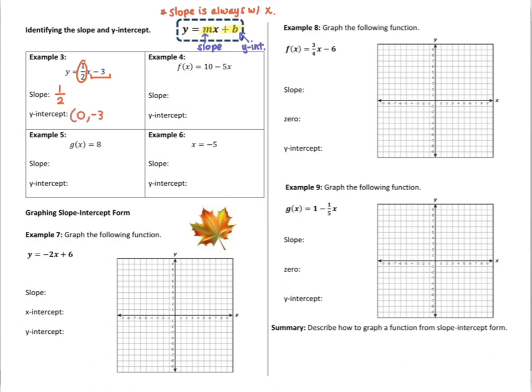0, -3. This is just going to help me when I'm graphing, but I could also just say, okay, b is -3. I could write m equals 1/2. In fact, that's what I'm going to do on my next one over here.